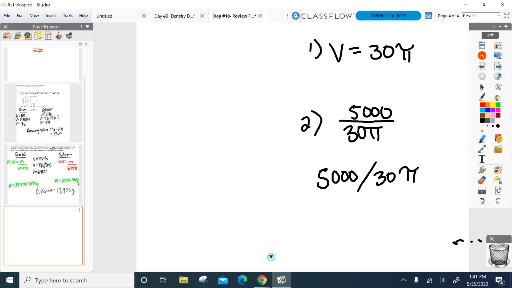Because your calculator follows order of operations. So anybody know what your calculator thinks you want it to do? 5,000 divided by just 30. And then it'll multiply that answer by pi. So how can I put it in my calculator appropriately so I do get the right answer? Okay, thank you. Use the darn fraction template I've been preaching all year, or put parentheses around that.